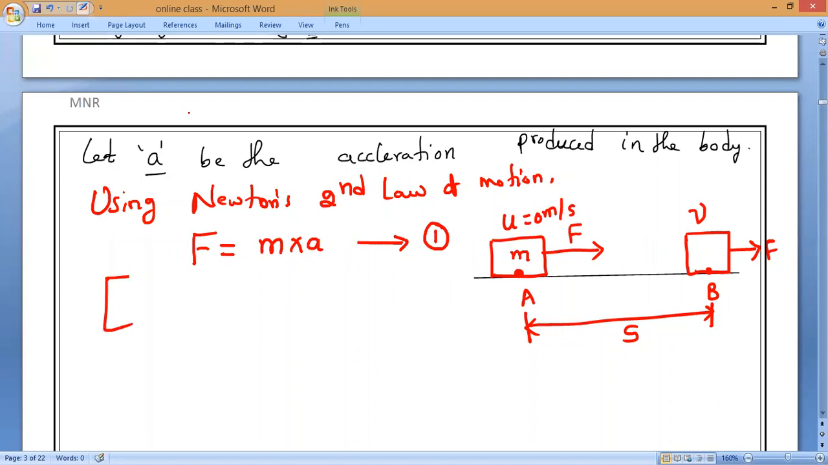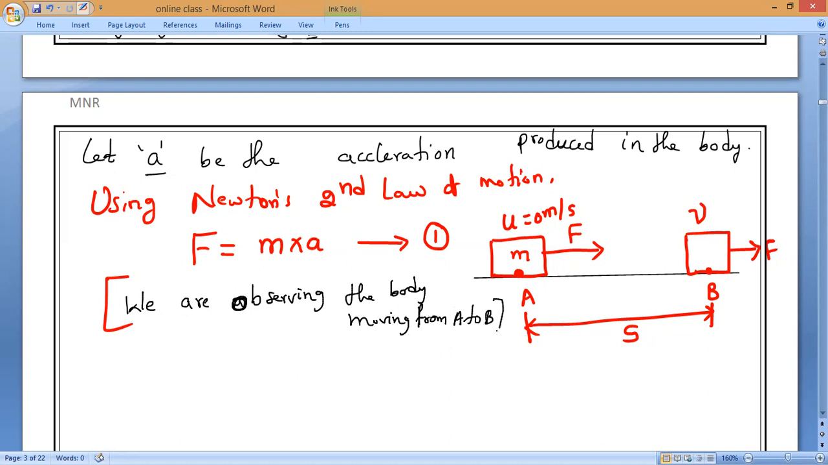Why am I taking this? Because I observed that the body is moving from the initial to the final position, from A to B. So, using Newton's second law of motion, what is the formula? F is equal to mass into acceleration. Okay.